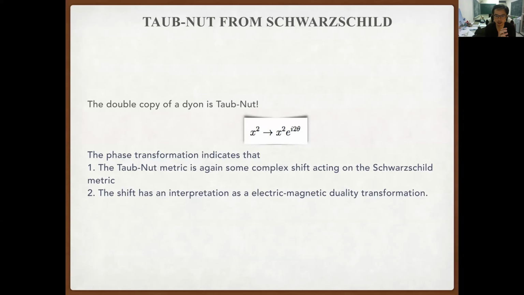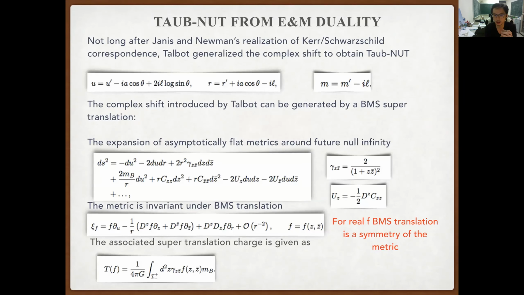Then, following the original story, this immediately tells us two things. One is that there must be a complex shift that relates the Schwarzschild metric to top-knot. And furthermore, this complex shift must have some sort of electromagnetic duality correspondence associated with it, so there must be some kind of electromagnetic charge. So what is that? For the complex shift, it's already known that soon after Janis and Newman wrote down the complex shift, Newman generalized it and showed that there's a corresponding complex shift you can do to go from Schwarzschild to top-knot.